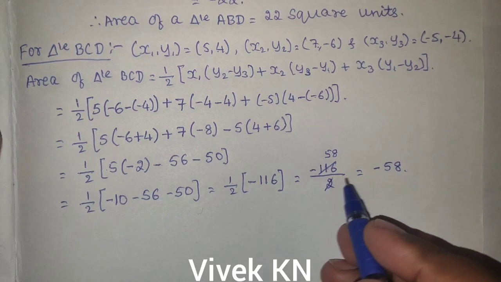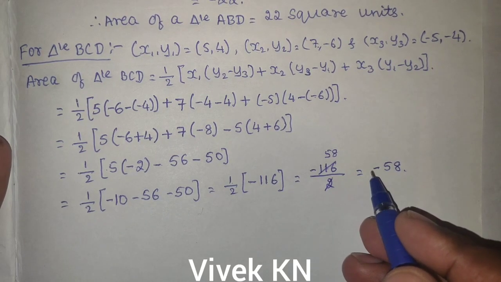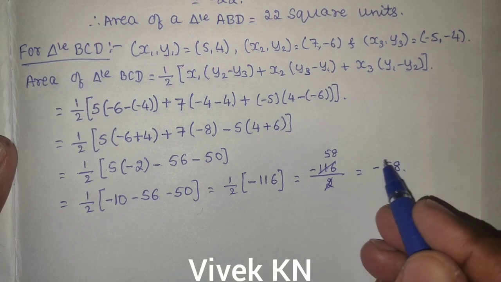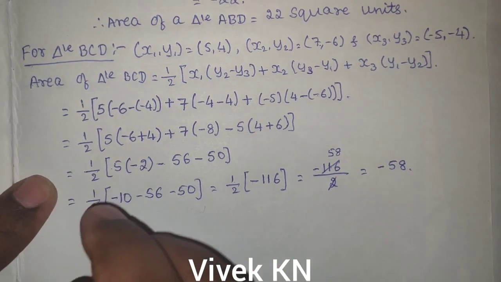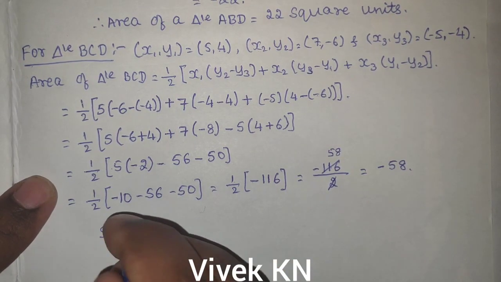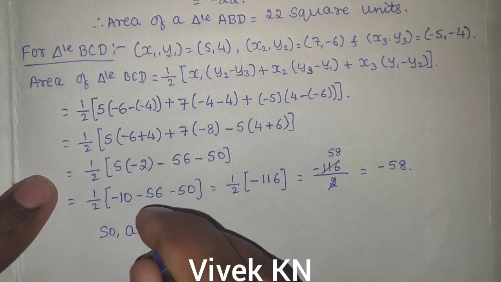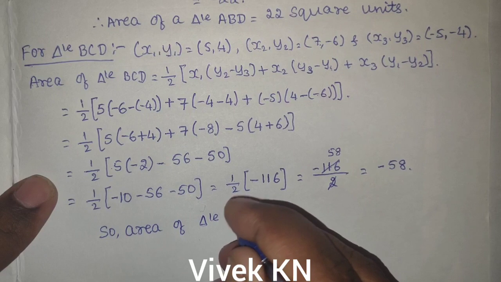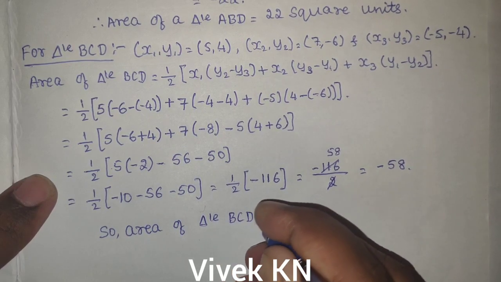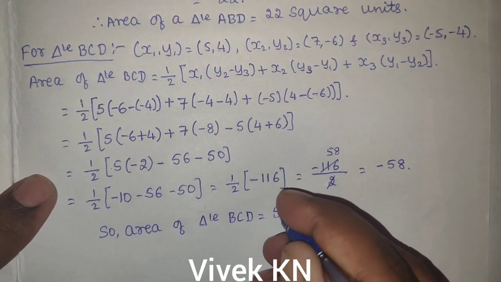Since area of triangle is a measure which cannot be negative, we have to take only the numerical value of minus 58, that is we have to take only the 58. So area of triangle BCD is 58 square units.